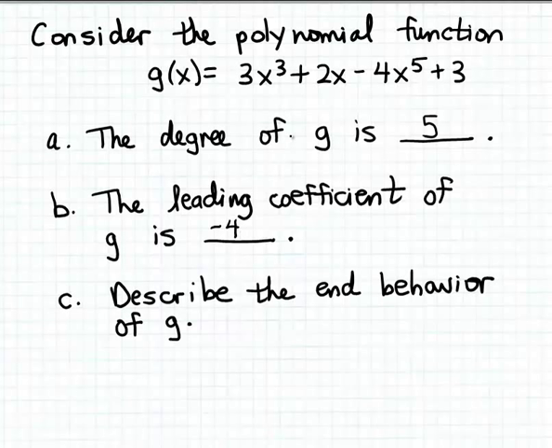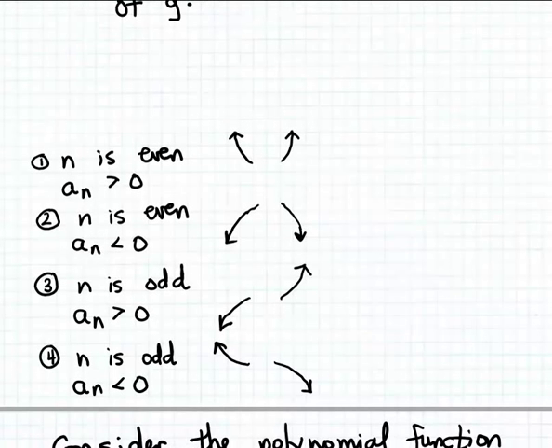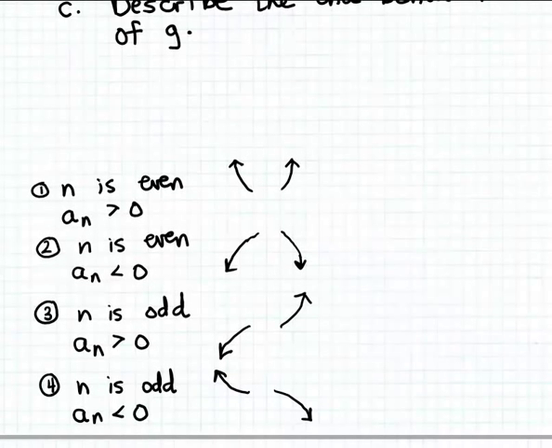Now, we can use, again, the degree and the leading coefficient to help us determine what the end behavior of the graph of the polynomial function g is going to be. And let's review how that is done. So we have a little table here that describes how we can use the degree and the leading coefficient to determine the end behavior of a polynomial.